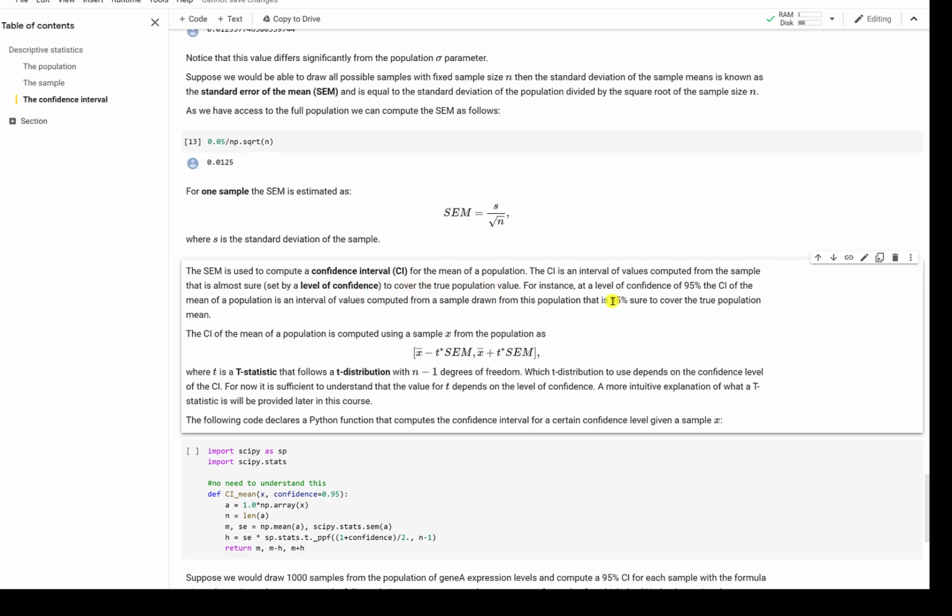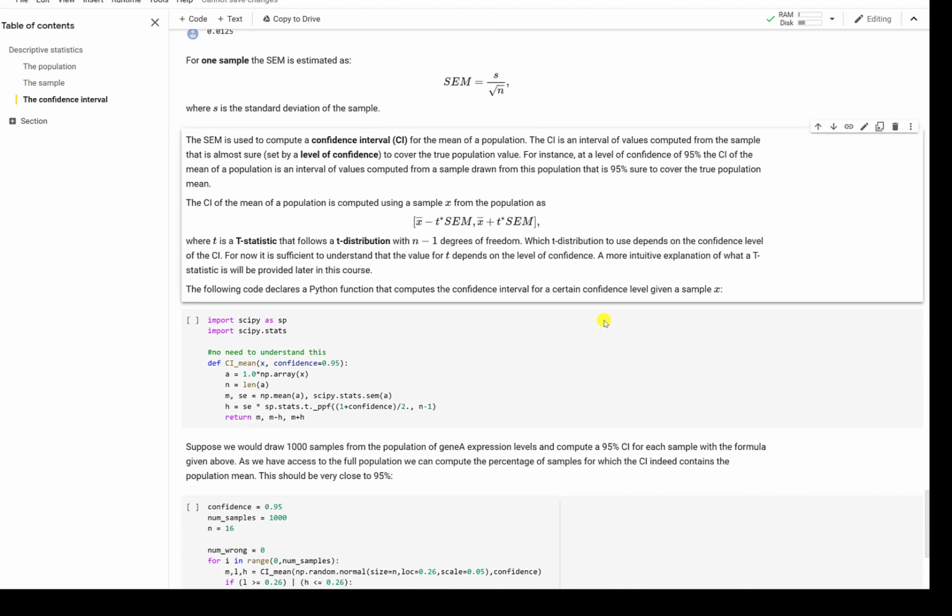For instance, if we have a level of confidence of 95%, the confidence interval of the mean of a population is an interval of values computed from a sample drawn from this population that is 95% sure to cover the true population mean. I will show that with some code in a minute. First, we will show how the confidence interval is actually computed. What we need is the mean of the sample. That's what we see there.